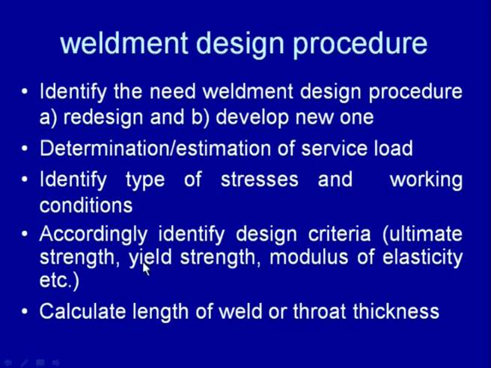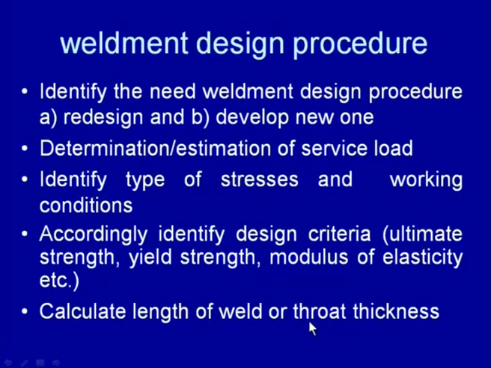And based on this, we will identify the allowable stresses which will be used for calculating the load resisting cross sectional area of the weld joint for a given service load. So, for a given service load, we determine the allowable stresses for designing the weld joint, and based on the allowable stresses, we determine the load resisting cross sectional area, and from the load resisting cross sectional area, using the available value of the throat thickness, weld length is calculated.